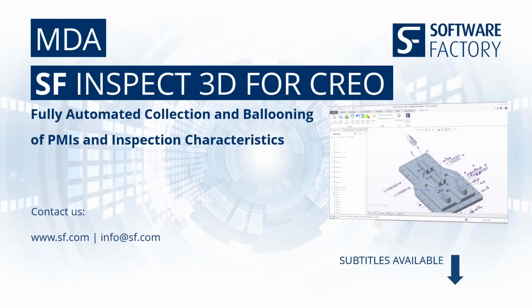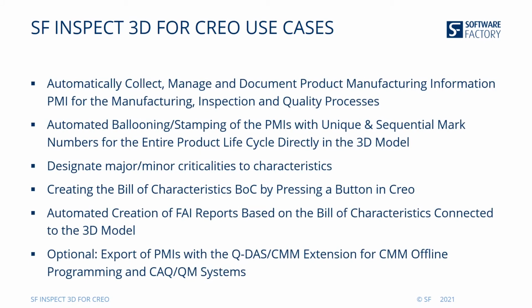Welcome! In this video, we will introduce you to the Creo add-on application SF-Inspect3D for Creo, which offers great potential for time saving and cost reduction through the automated collection of characteristics directly in the Creo model. SF-Inspect3D for Creo allows you to automatically collect, manage, and document your model's product manufacturing information.